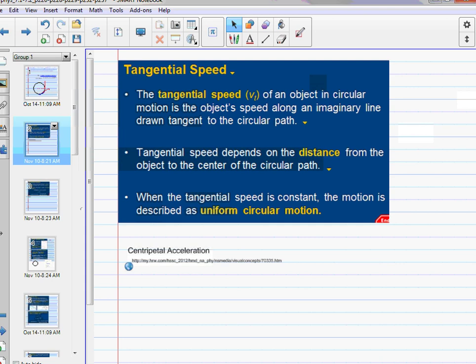When the tangential speed is constant, the motion is described as uniform circular motion. Now, the only time, according to Newton's first law, that an object changes direction is if there is some force acting on it. Otherwise, it will just continue in a straight line. So you tell me which direction is the force acting on this bob right now as I'm spinning it, so that it doesn't just continue going in a straight line, but curves and goes in a circle. It's your hand pulling on the string.